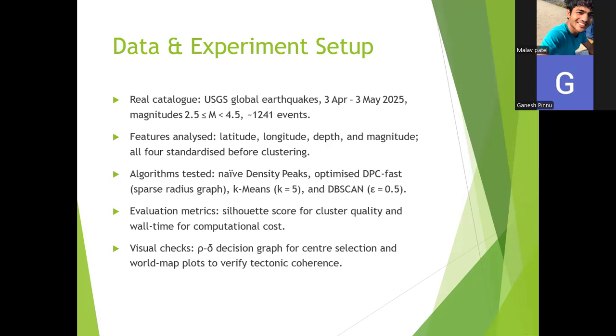Before running the clustering, we tested multiple algorithms, like the original DPC and our optimized version DPCfast, as well as k-means and DBSCAN. We evaluated them based on the silhouette score, which measures cluster quality, and runtime, which measures efficiency. We also used visualizations like the rho-delta graph and a world map to check if the clusters made tectonic sense or not.